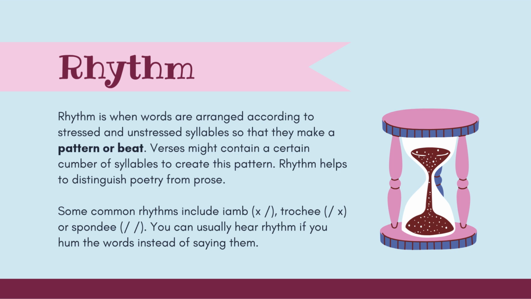Rhythm. Rhythm is when words are arranged according to stressed and unstressed syllables so that they make a pattern or beat. Verses might contain a certain number of syllables to create this pattern. Rhythm helps to distinguish poetry from prose. Some common rhythms include iamb, trochee, or spondee. You can usually hear rhythm if you hum the words instead of saying them.